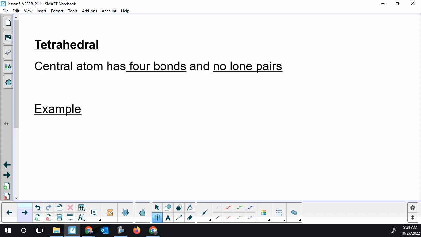Tetrahedral. So the theme has been 2 bonds, no lone pairs, 3 bonds, no lone pairs. Now we're at 4 bonds and no lone pairs. We're going to have to stop this trend because we can't have 5 bonds and no lone pairs, because we only have 4 orbitals. And none of the shapes have expanded octets in chemistry 20.